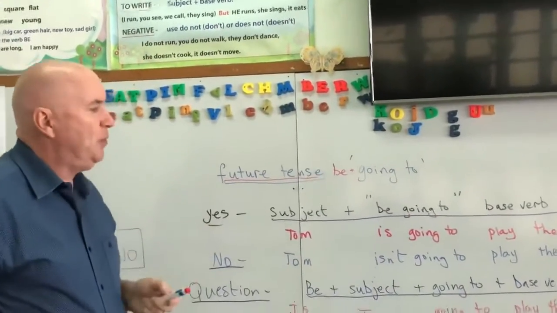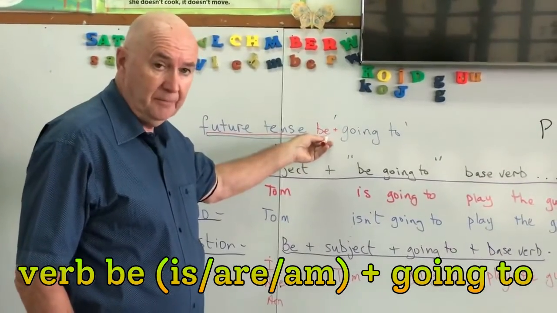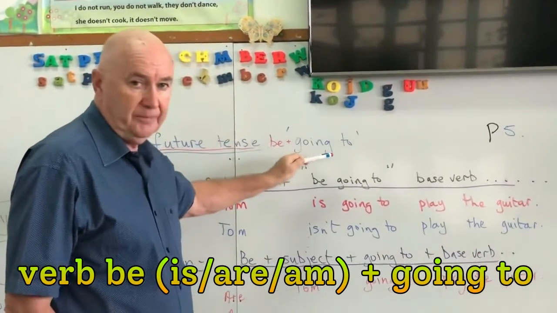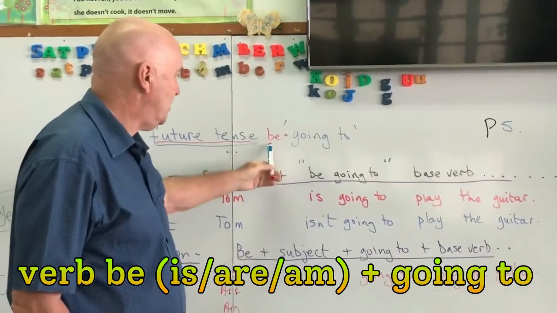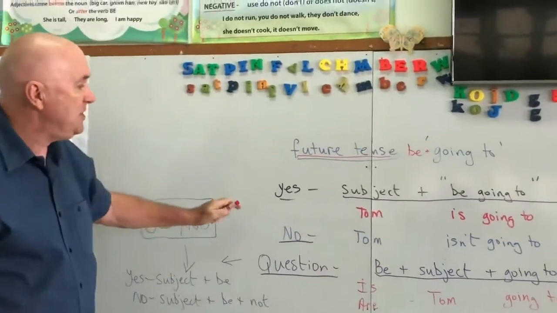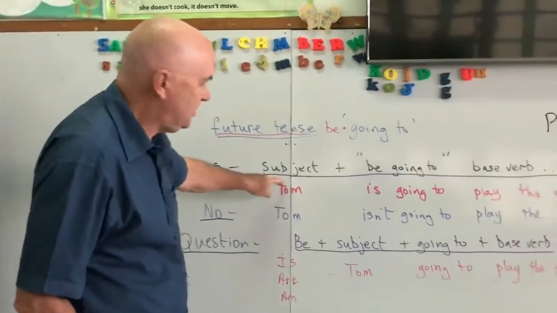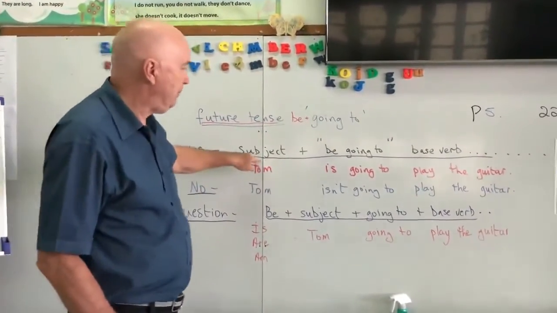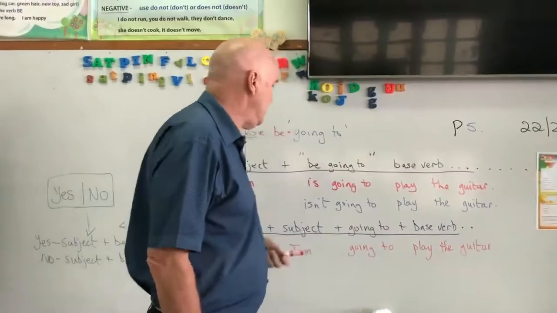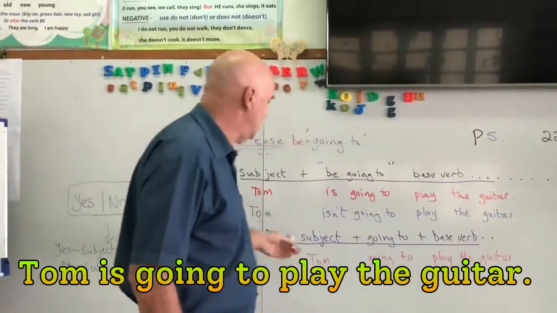So one of the ways we can talk about the future tense is we use the verb be, which is is, are, or am, and then going to. So it's is going to, or am going to, or are going to. So let's have a look. How do we say yes for the future using this? Then it's the subject, who or what we're talking about, and then is, am, are going to, and then our base verb. So like here, I can say Tom is going to play the guitar.